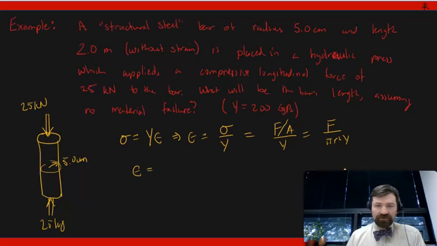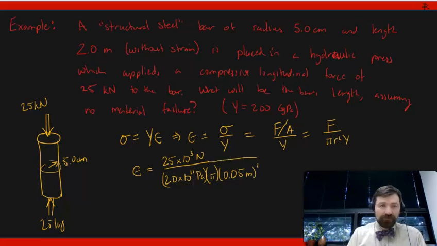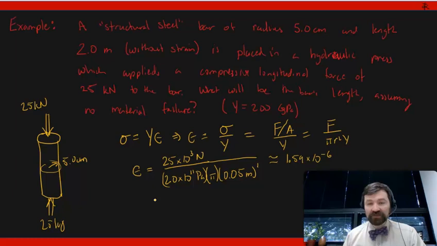Therefore, your strain is going to be 25 times 10 to the 3 newtons divided by 200, so that's 2.0 times 10 to the 11 pascals, times pi times the radius 0.05 meters quantity squared. Strain is thus 1.59 times 10 to the negative 6. The strain in turn is basically how much we've stretched divided by the unstretched length. So that is your strain.